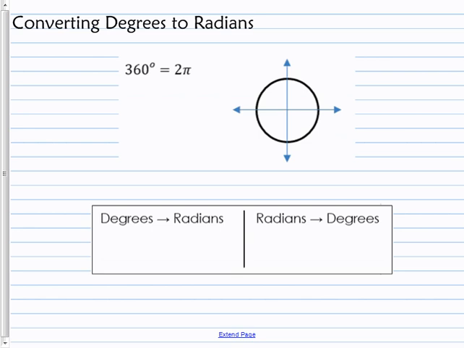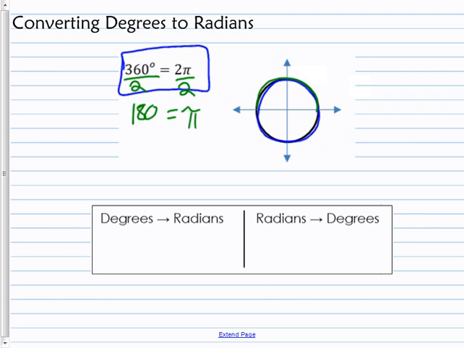So basically, 360 degrees is equal to 2 pi. So 360 degrees, obviously around a circle, is equal to 2 pi radians. So obviously, that means that 180 degrees would then just be 1 pi, because if I divide this by 2 and divide this by 2, this would be 180, which equals pi. So if I have something in degrees and I want to change it into radians, I'm going to multiply what I have by pi over 180 degrees.